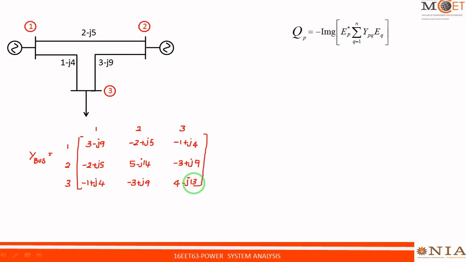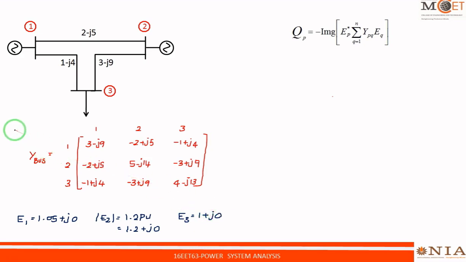The voltage magnitudes of the buses are given. The voltage of bus 1 is 1.05 per unit, which is 1.05 plus J0 because the angle is 0. The magnitude of bus 2 voltage is given as 1.2 per unit, which I can write as 1.2 plus J0. The E3 voltage is not given, so let me assume it as 1 per unit, that is 1 plus J0.